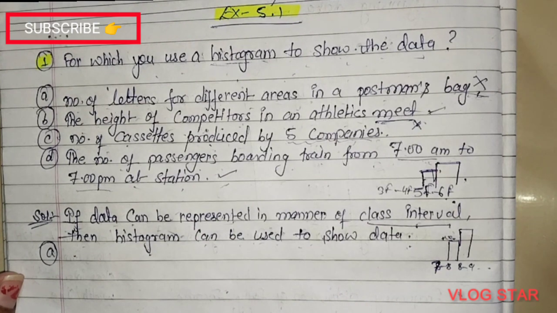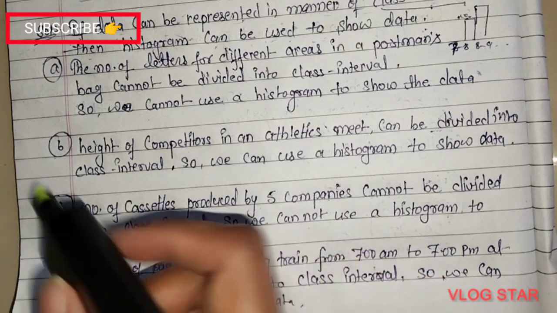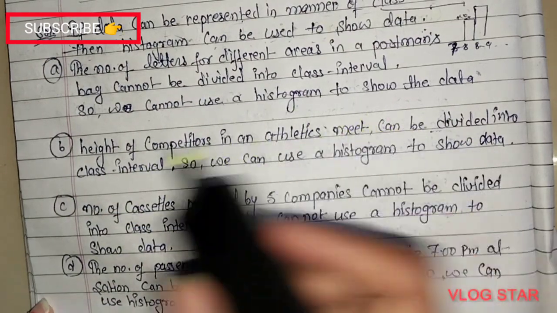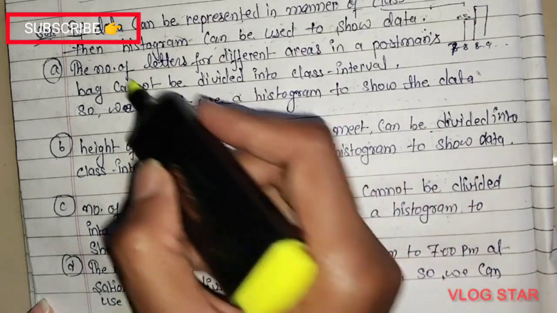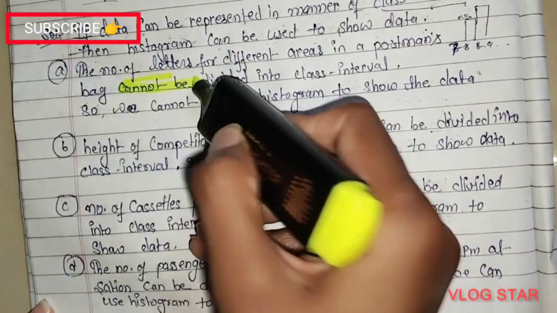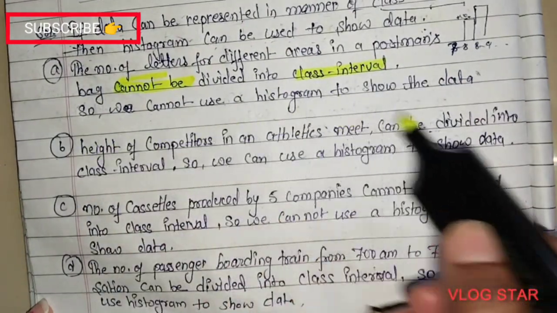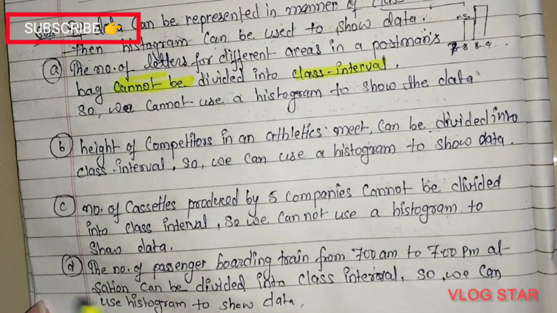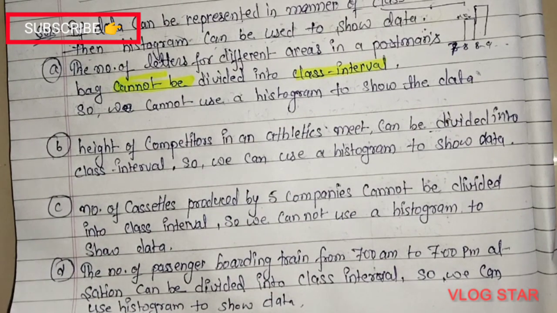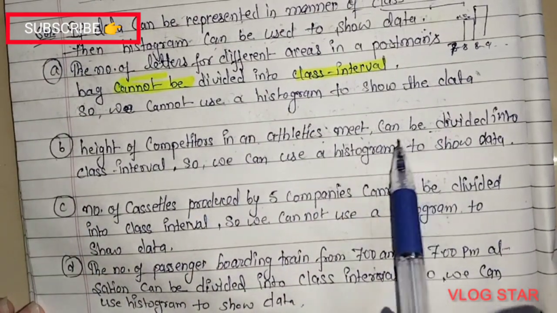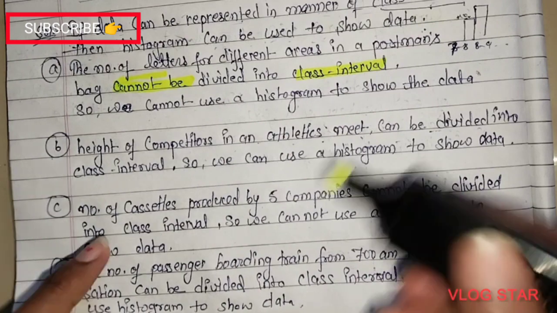Okay, so I tell you how you will write it. The number of letters for different areas in a postman's bag cannot be divided into class intervals, so we can't use a histogram to show the data. Second was the height of competitors. The height of the competitors in an athletics meet can be divided.